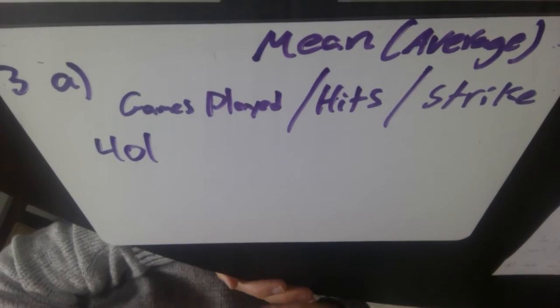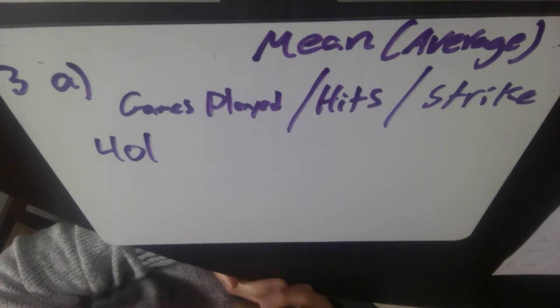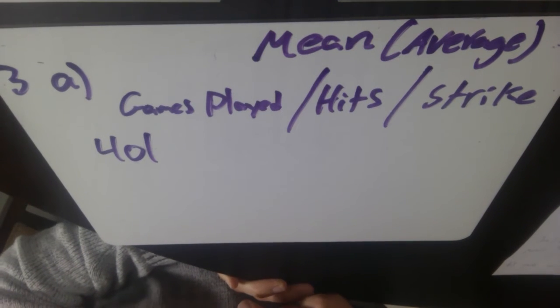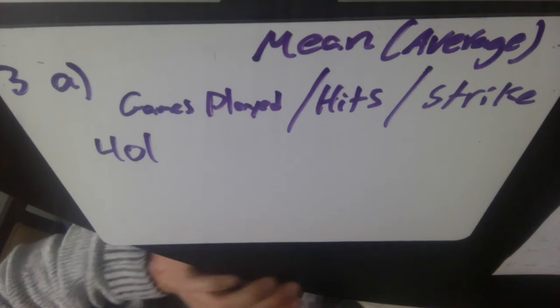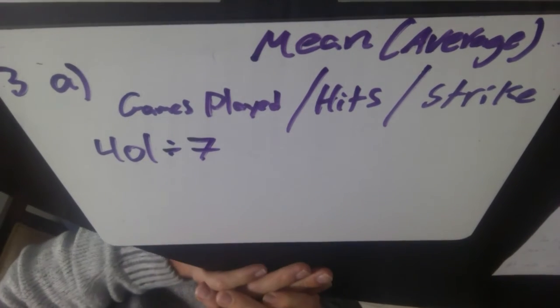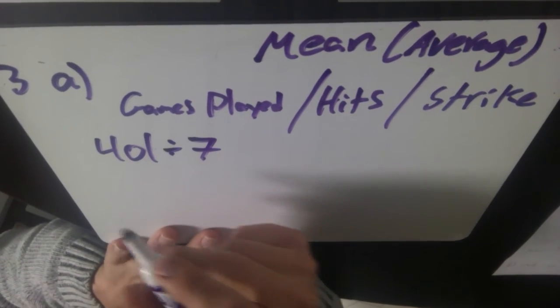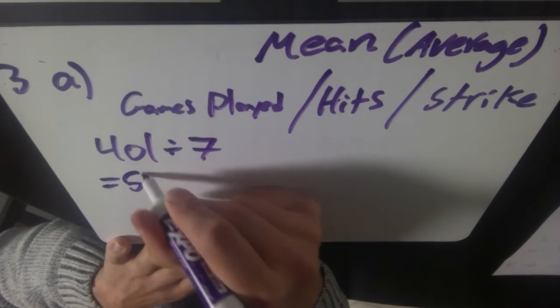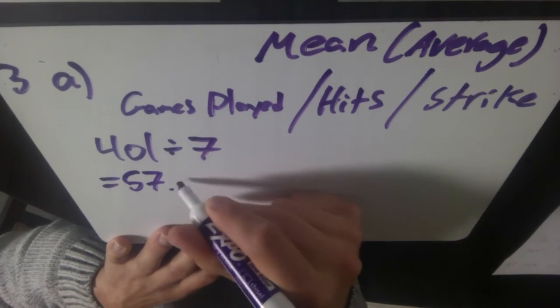Now I need to divide that by something. I'm going to divide that by the total amount of numbers that I just added up, and that's the total amount of players. So there are 7 players on the team, so I'm going to divide this total by 7. 401 divided by 7 should give me 57 decimal 2.